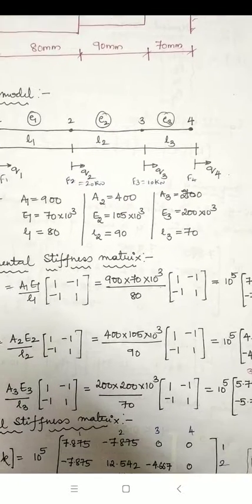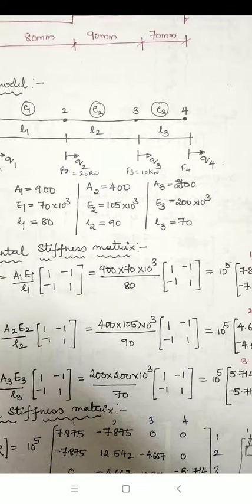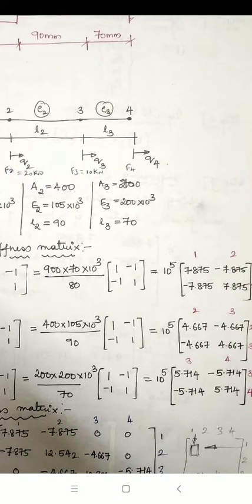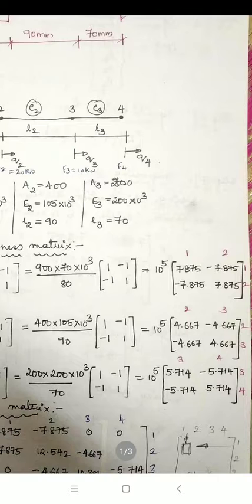Substitute here and calculate that part, A E upon L. That value we are getting as 7.875 into 10 to the power of 5. So I want to make the calculation part easy. So what I will do is multiply the 7.875 value inside the matrix, and only the 10 to the power of 5 part I will write outside the matrix itself.